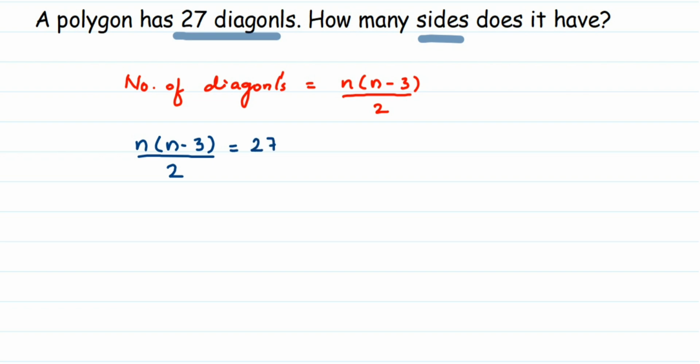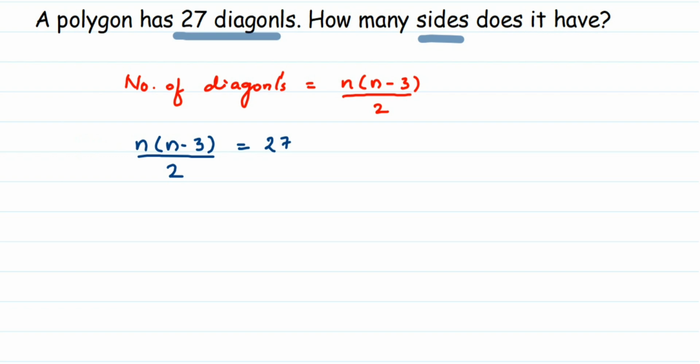Right? So here what I have done is nothing much. I have just substituted 27 in place of the number of diagonals and I have just interchanged the LHS and RHS. This was supposed to be 27 is equal to n into n minus 3 by 2, but I have just rewritten it by interchanging the LHS and RHS. I am doing it so that solving the equation will be easy. So I am just skipping one step and rewriting it in this way. That's it. Now I want the value of n. I'm going to solve this and get the value of n.